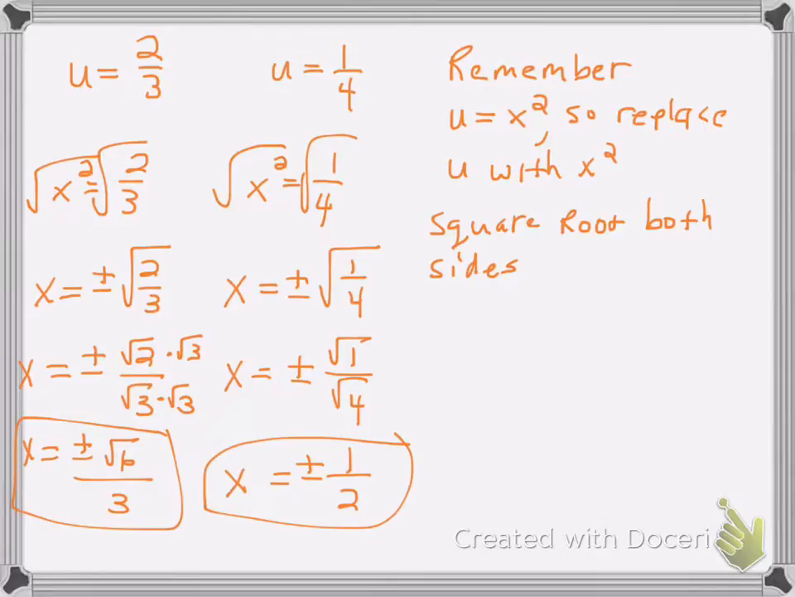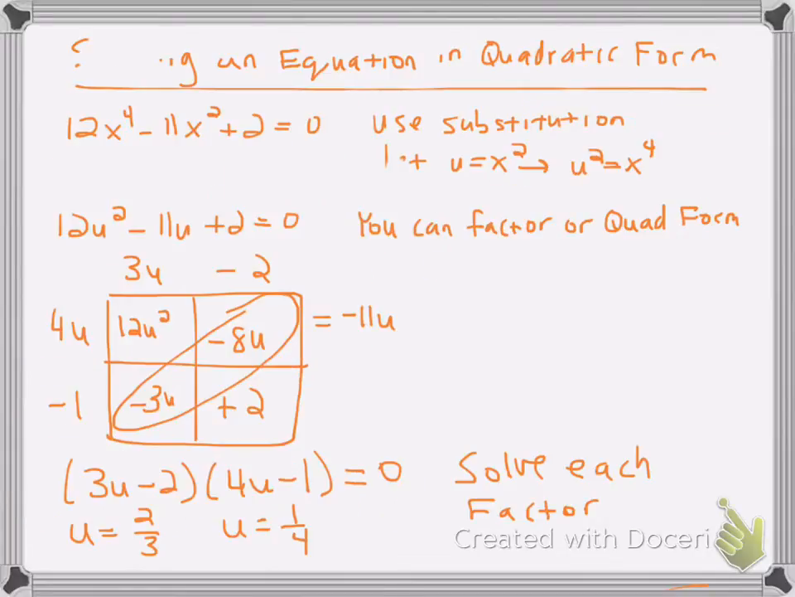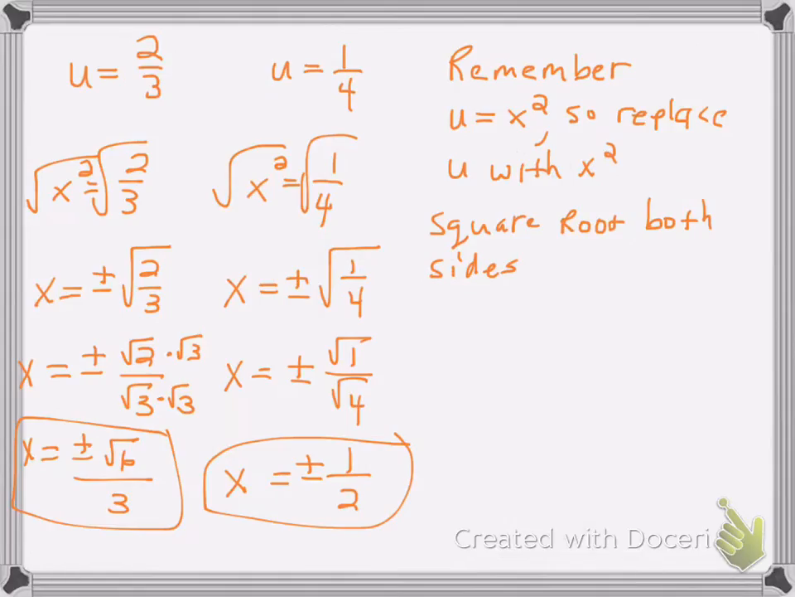So this problem, I'm going to go all the way back to the front one. We started with 12x to the fourth minus 11x squared plus 2. We had to do substitution. We had to change it into a quadratic, not something that was raised to the fourth power. Once you change it into your quadratic, you can factor, use the quadratic formula, or complete the square. You can use a lot of different methods, but once you solve for the u variable, you have to go back, and this is what we did on the second page. We had to replace what u was equal to and start solving for x.